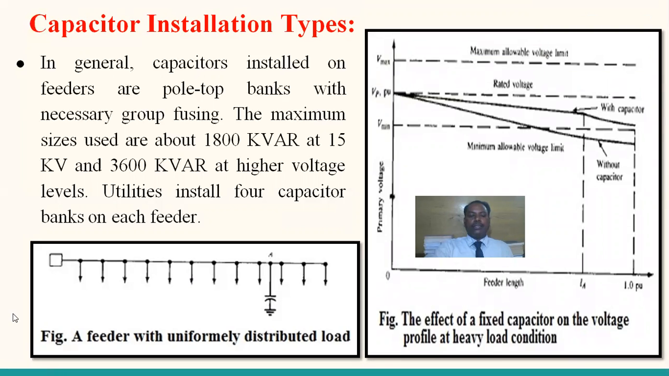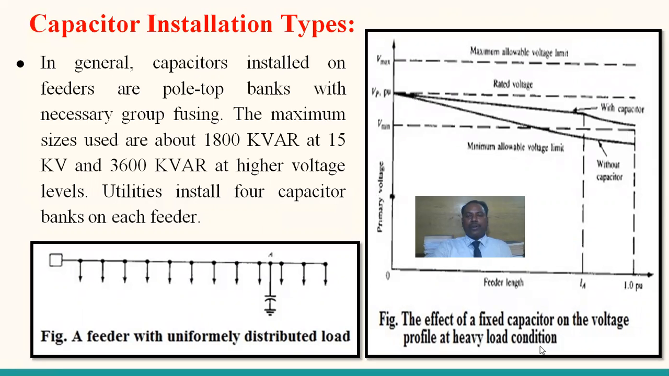See here, this is the maximum allowable voltage limit, this is the minimum allowable voltage limit, and this is the rated voltage. So this is a plot between primary voltage versus feeder length. What effect are we considering here? The effect of a fixed capacitor on the voltage profile at heavy load condition.